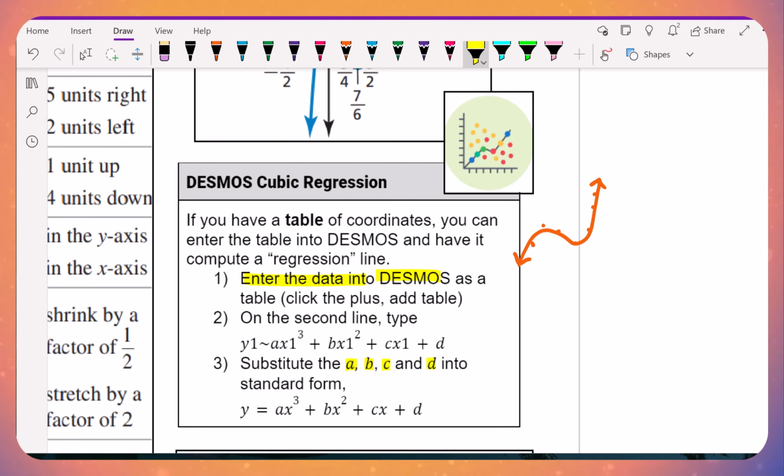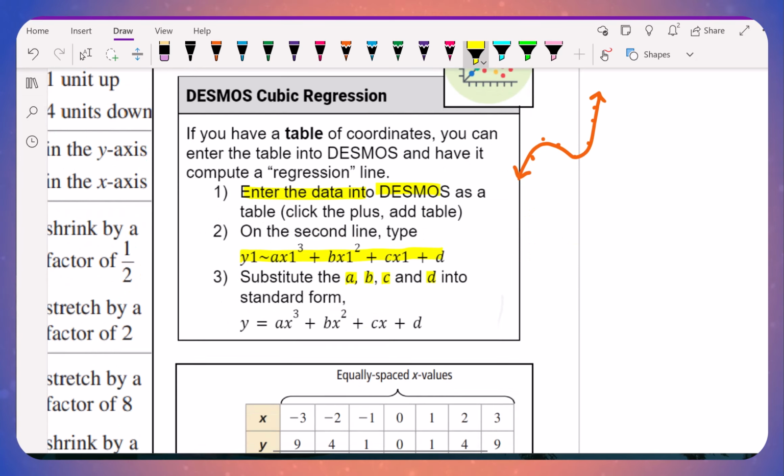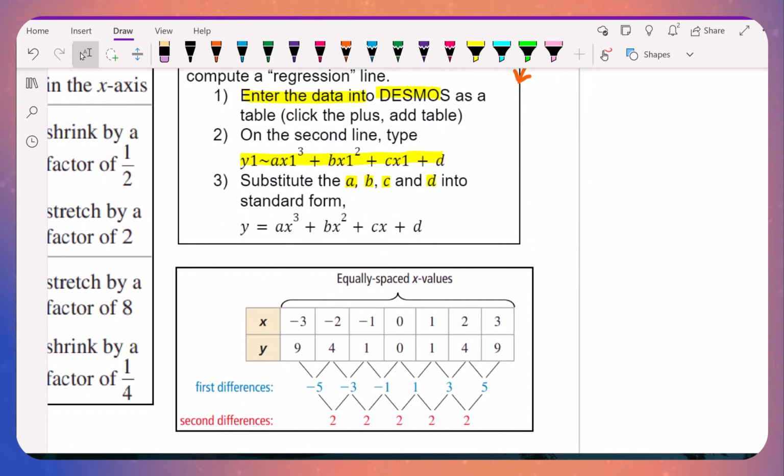On the second line, you're going to type in a really long code. Just make sure that you use y1 and x1 and the tilde. If you don't use y1 and x1 and the tilde, it will not compute the regression equation for you. So you're going to use the standard form of a cubic equation, substitute the a, b, c, and d, and then make any predictions if they ask you to do that.